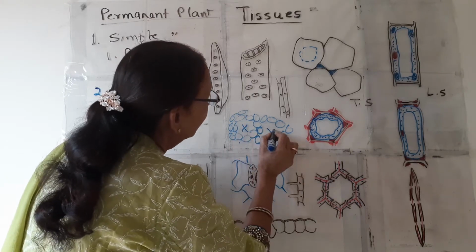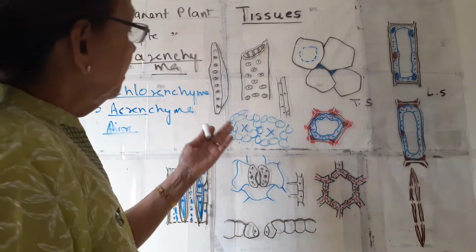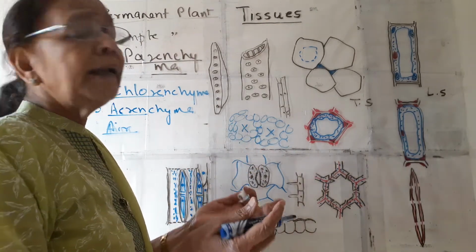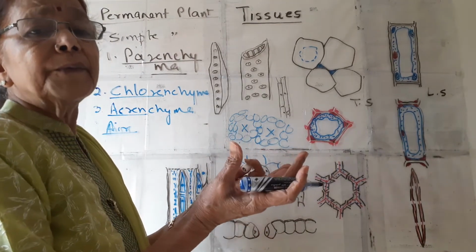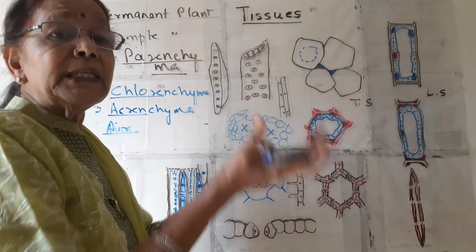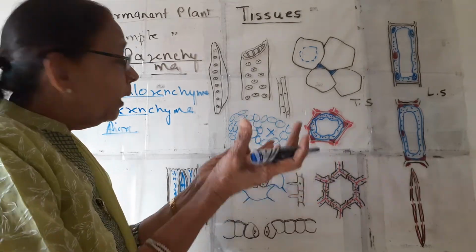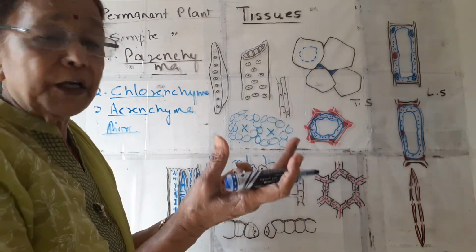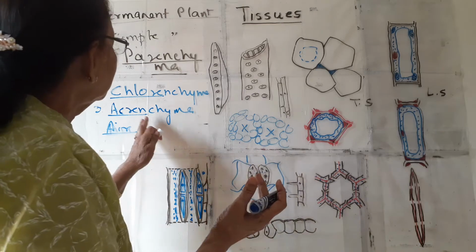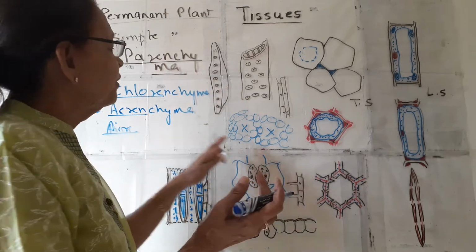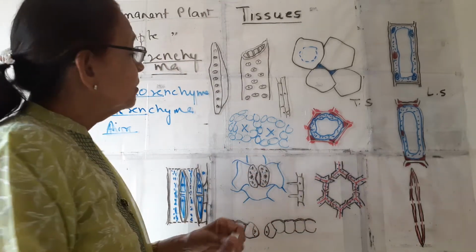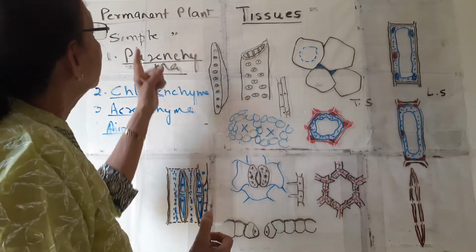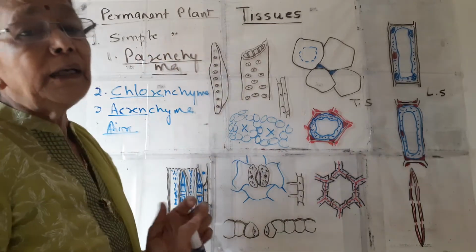Due to the presence of these cavities, air is filled in them and it makes the plant light in weight. Buoyancy is there. The plant becomes buoyant and it can float on the surface of water. So in aquatic plants, parenchyma changes to aerenchyma. So these are three types of parenchymatous tissue, which is a simple tissue in plants.